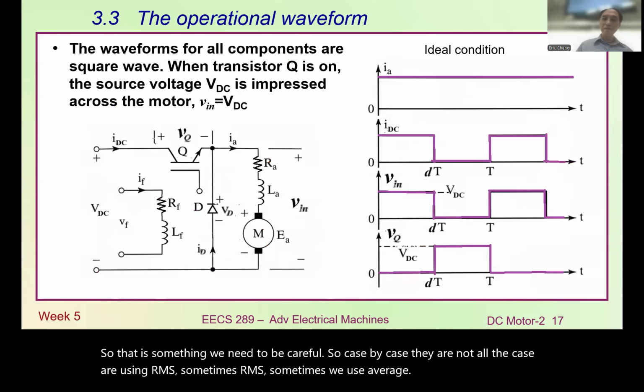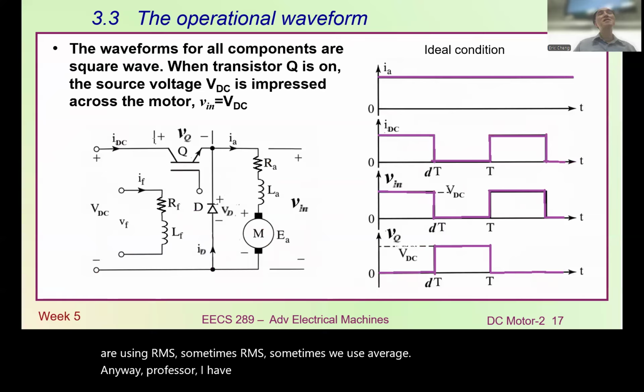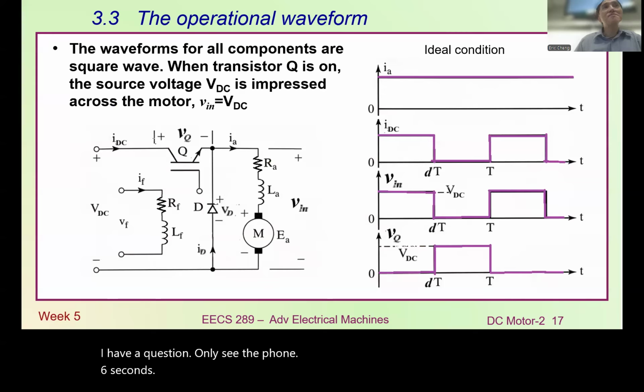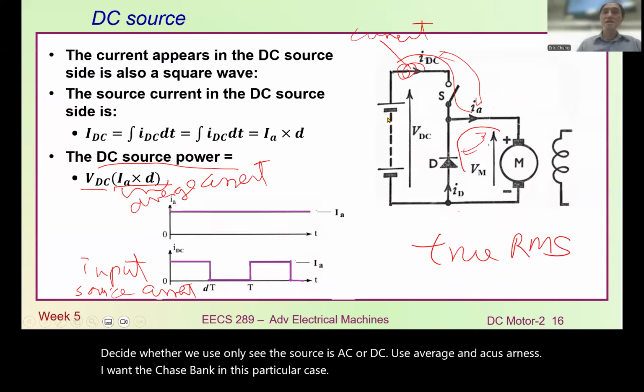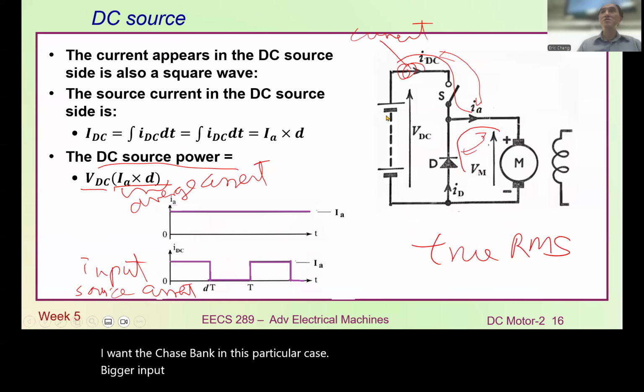Professor, I have a question. Say again. Decide whether we only see the source is AC or DC. DC use average and AC use RMS to measure the power. It's case by case. In this particular case, because input is DC, it happens we use average. It happens to be, but sometimes we need to be very careful.